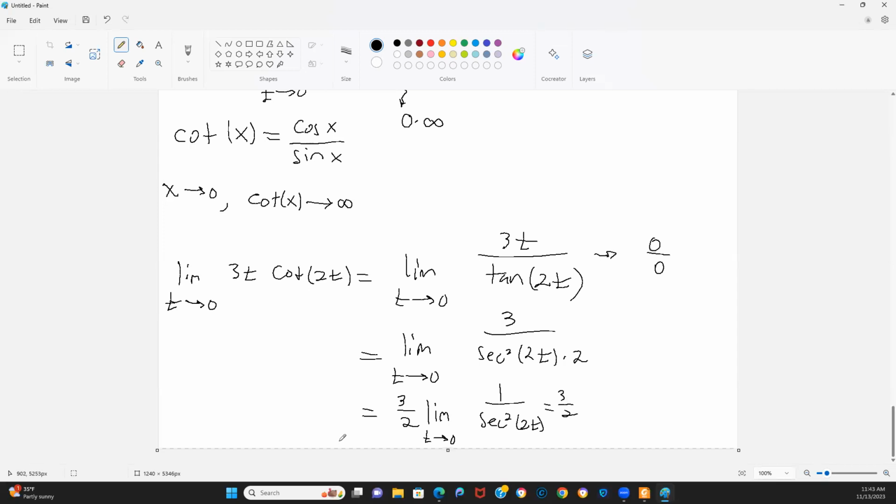But you could write it like this if you wanted to add an intermediate step. This is cosine squared of 2t, and this is a continuous function. Cosine is continuous at 0, so you can just evaluate this. If you plug 0 into this, you get 1. So the limit is 3 over 2.